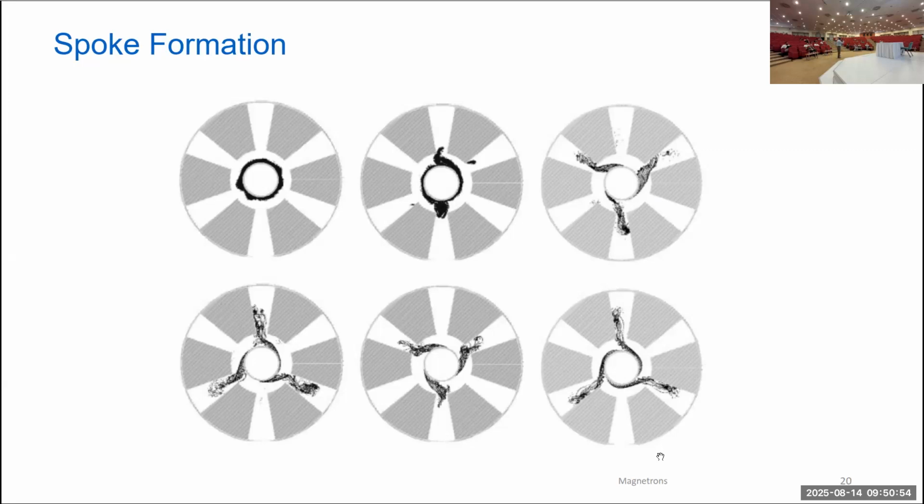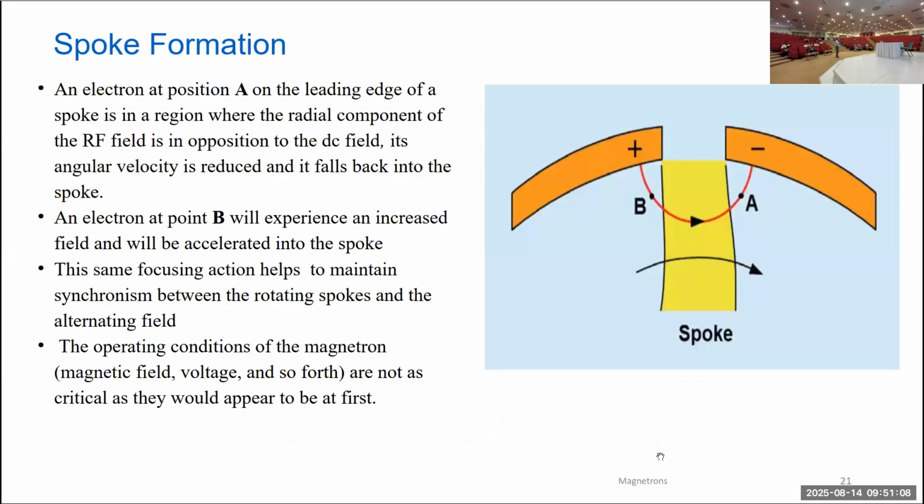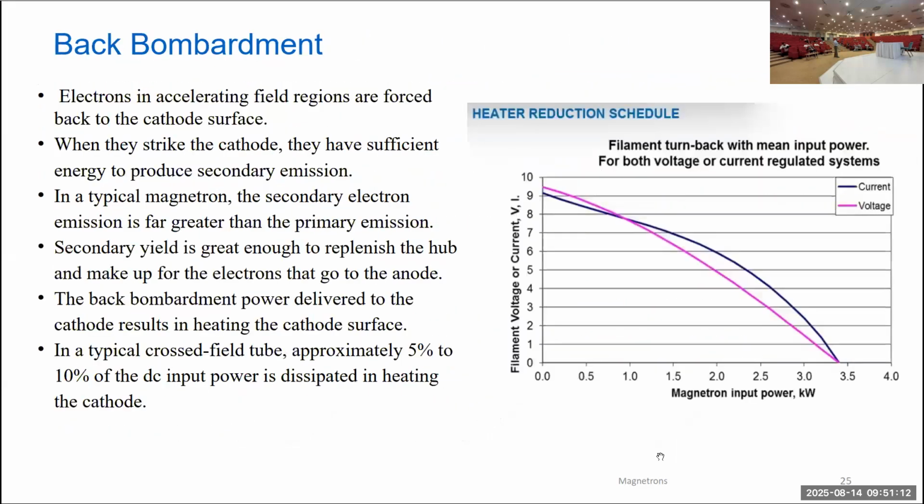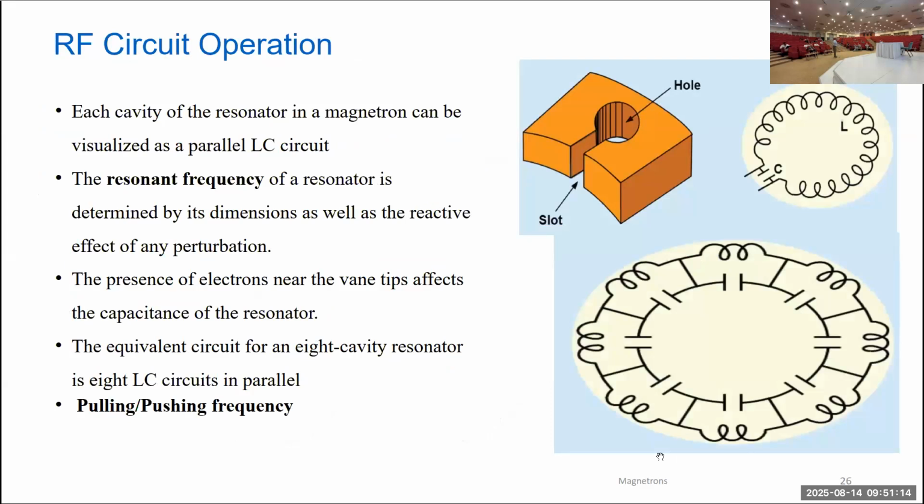Without the spoke, the frequency will be different, but with the presence of the spoke, the frequency will be different. We shall discuss this in the coming slides. Okay, we were here. So the resonant frequency of the magnetron can be defined by this.